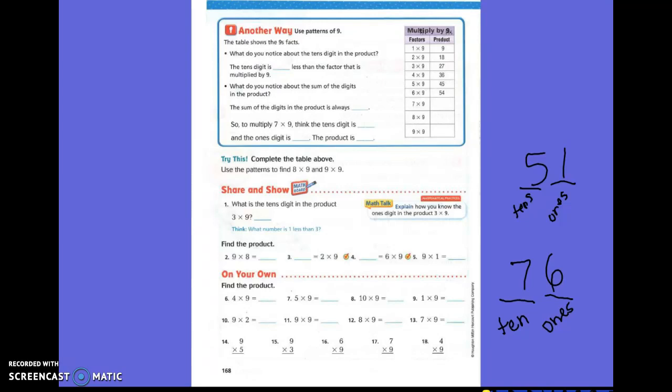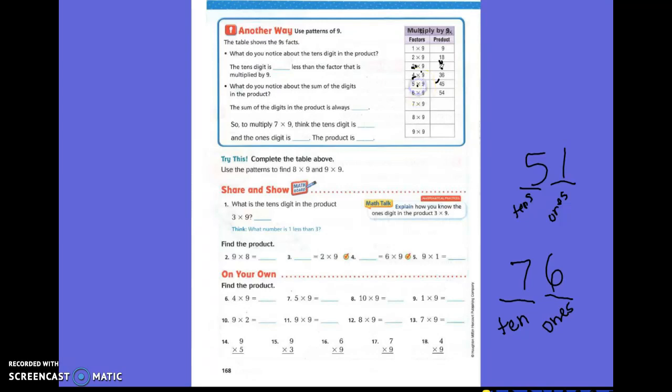The tens digit is how many less than the factor that is multiplied by 9? Look. 2 times 9 is 18. The tens digit is 1 less than 2. So then you have 3 times 9. The tens digit is 1 less than 3. Then you had 4 times 9. The tens digit is 1 less than 4.